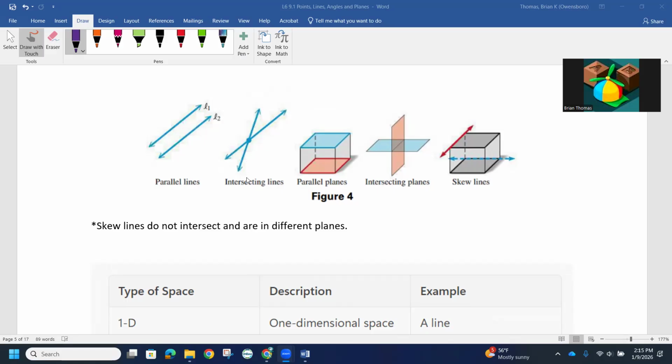Intersecting lines share a common point. So they cross each other at one point. So that's intersecting lines.